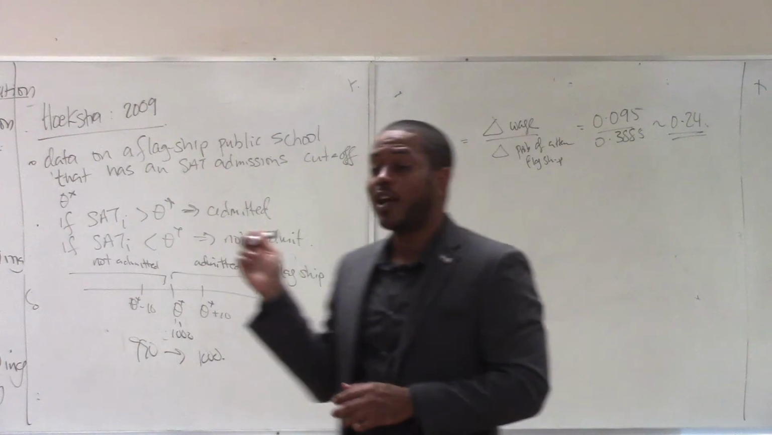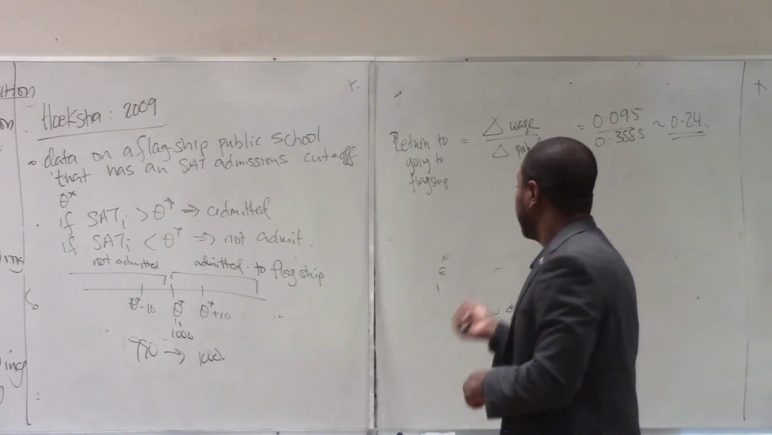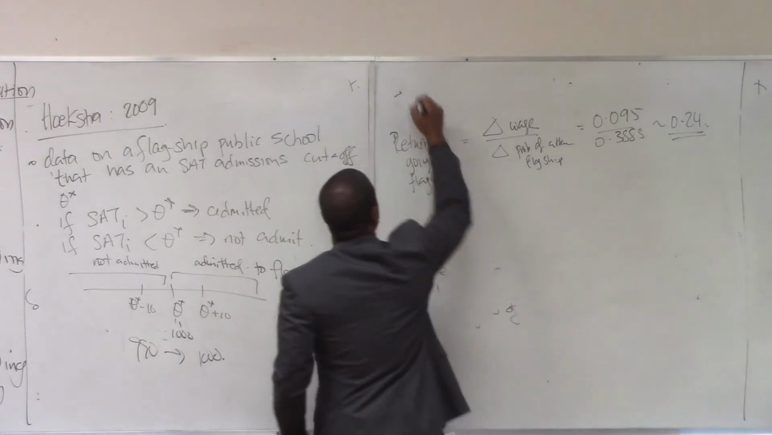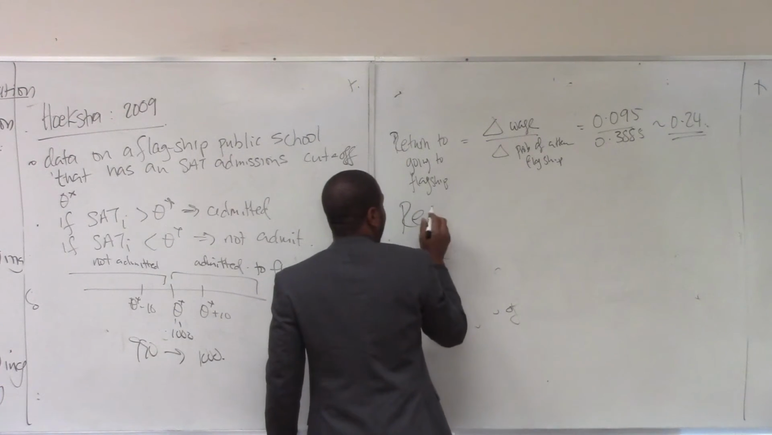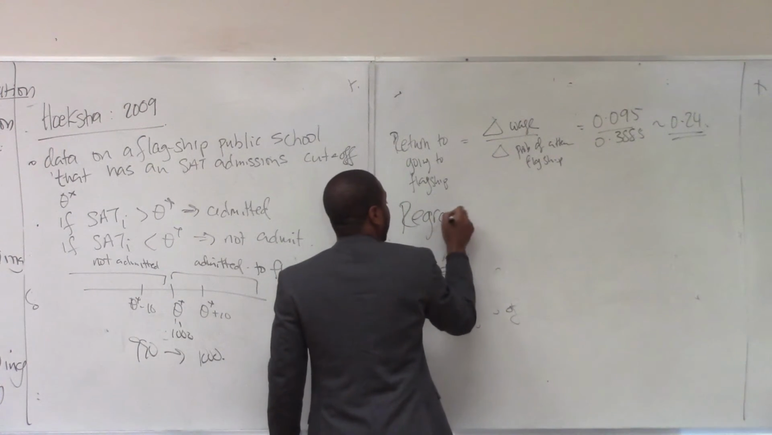So this is called a regression discontinuity design, and this is actually a pretty good way of getting the returns to college as well. It's called a regression discontinuity.